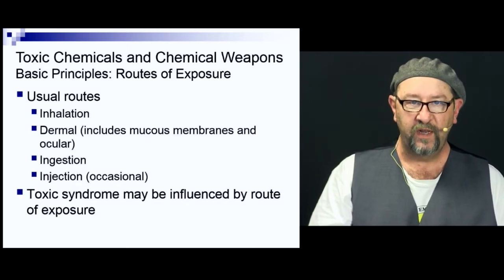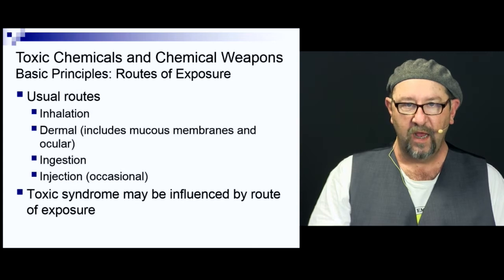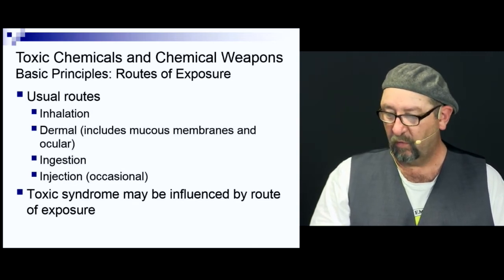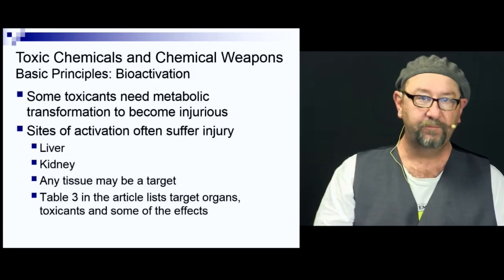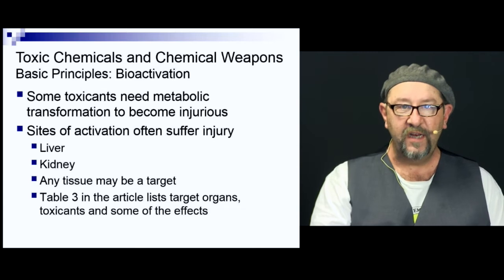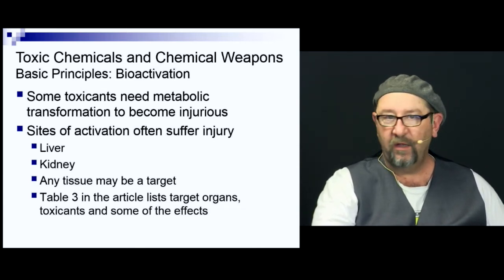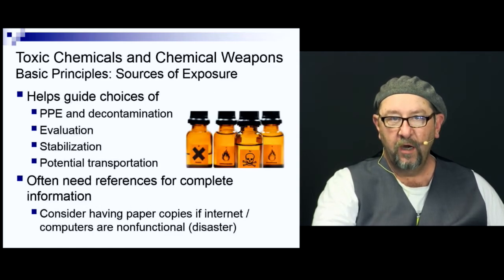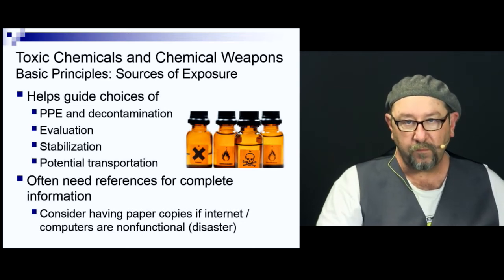What are the usual routes? Inhalation, dermal, ingestion, injection. Pretty rare, but it happens. A toxic syndrome may be influenced by the route. In other words, some routes will happen slow and give you a chance to see it. Some routes might be too fast, et cetera. Some toxicants need metabolic transformation to become injurious. In other words, they're not that big a deal until they get metabolized by the liver, kidney, and then you get problems. And Table 3 here in the paper shows you some of those.